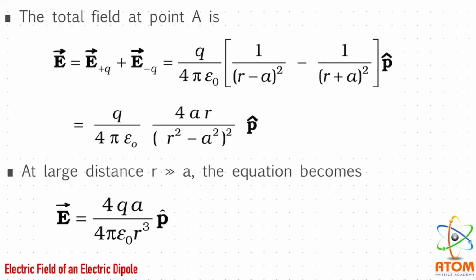At a very large distance from the dipole, that means r is very much greater than a, this term can be written as r square, because r is very much greater than a, so we can ignore this term a square. So the remaining will be r square raised to square, that means r raised to 4, and here one r is also there. That's why the remaining term in the denominator will be r cube. So finally, the electric field on the axis of a dipole at a very far distance will be E is equal to 4qa upon 4 pi epsilon 0 r cube p cap.